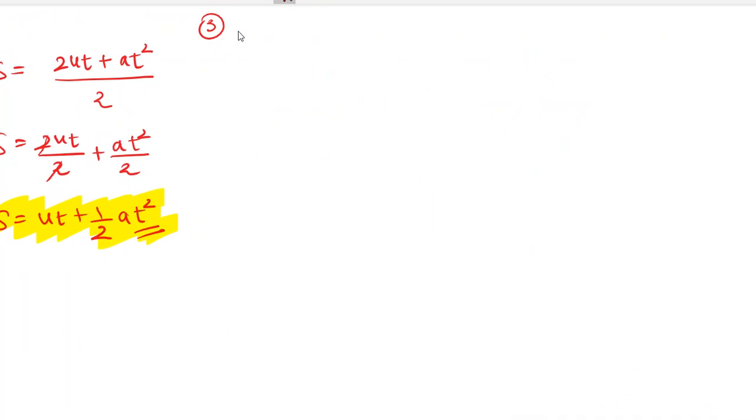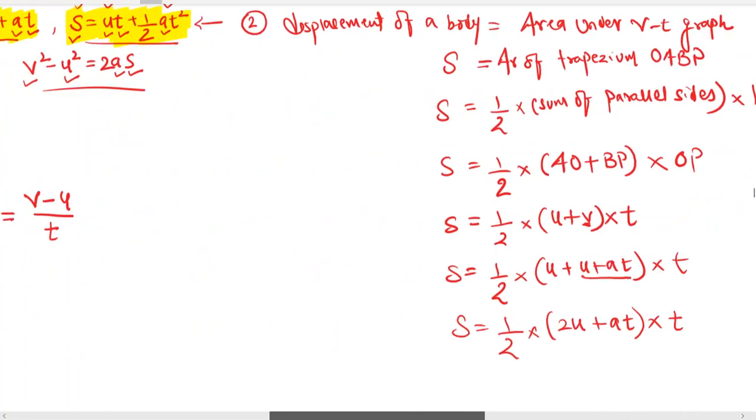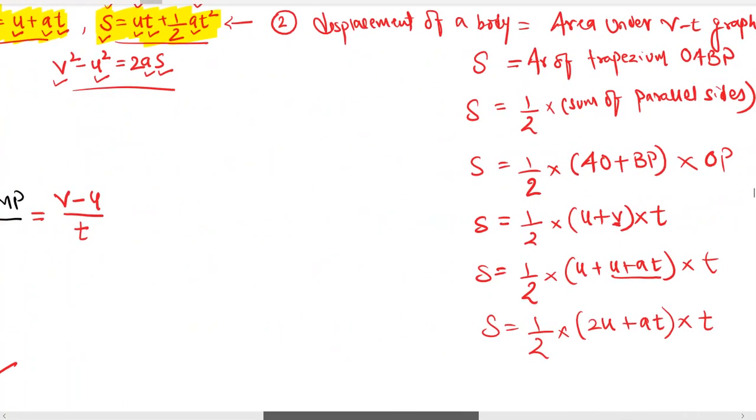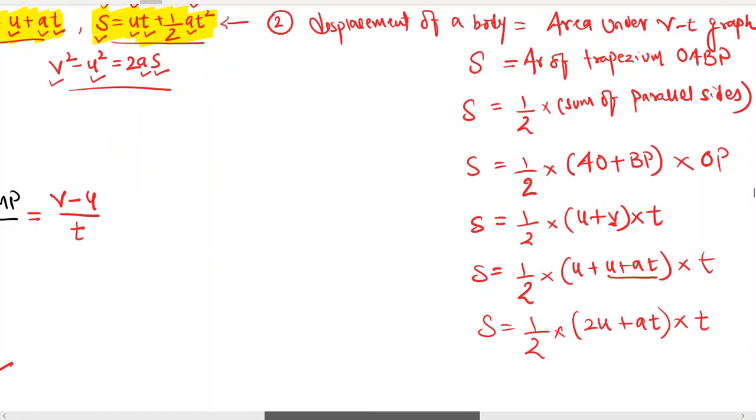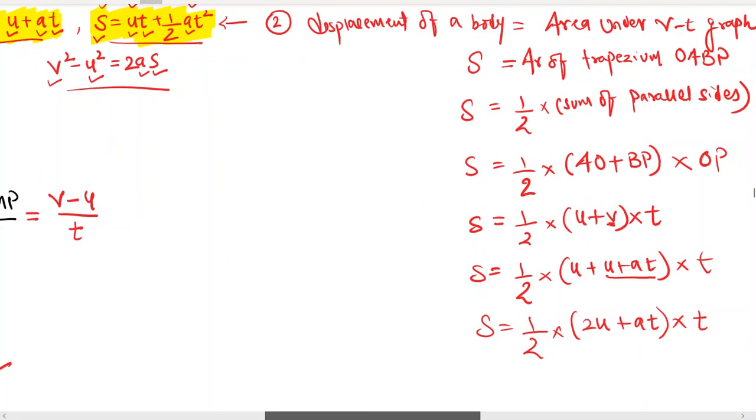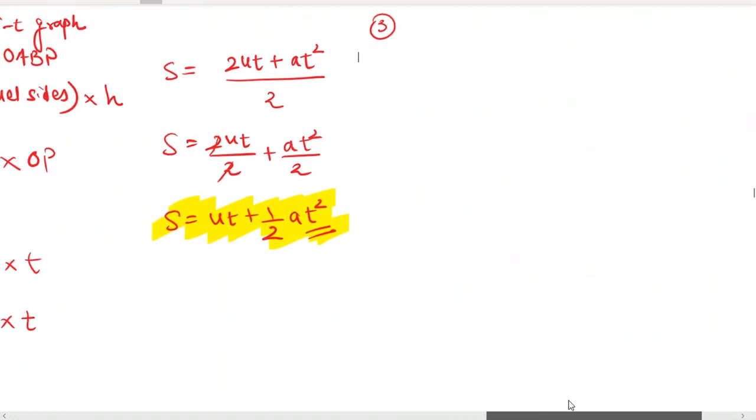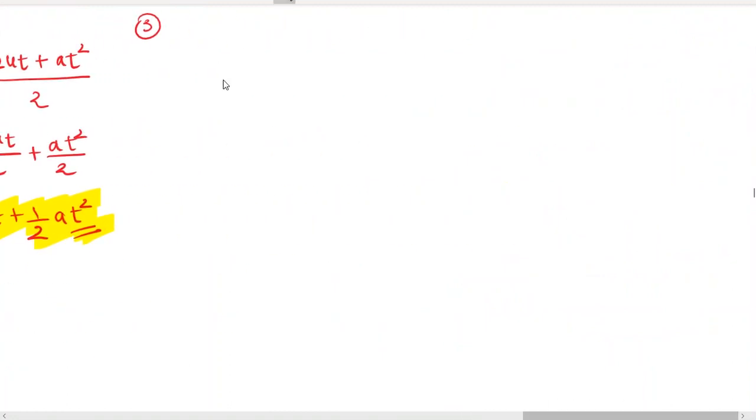What is the third equation of motion? V square is equal to u square plus 2as, or V square minus u square is equal to 2as. Let's see that.